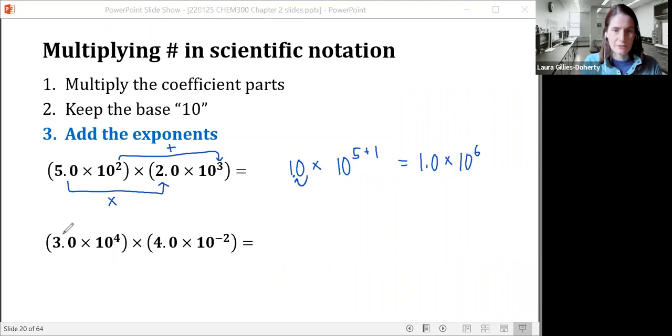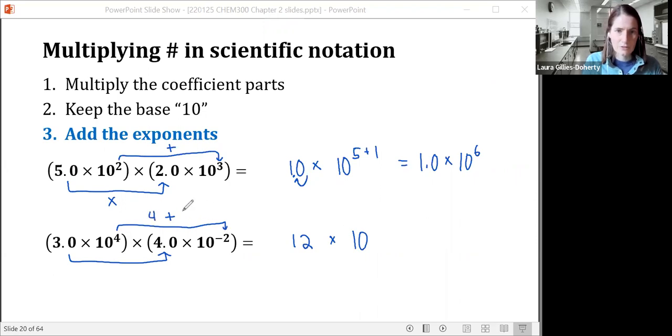Okay, next one. We have 3.0 times 10 to the 4th times 4.0 times 10 to the negative 2. So we're going to multiply the coefficients just like regular. So we get 12 times always base 10. And then we want to add the exponents. 4 plus negative 2 equals 2. So 12 times 10 to the 2.